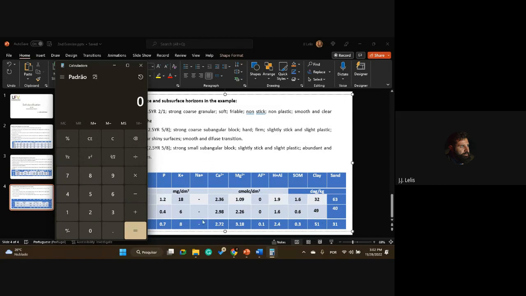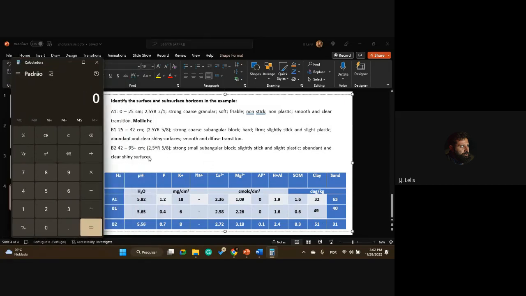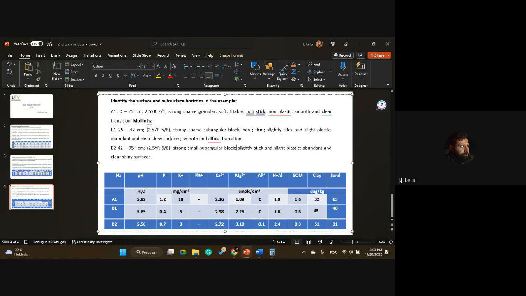The clay content of the B2 horizon is 51, and the clay content of the A1 horizon is only 32. So we have an increase of clay content of 1.59, which is higher than the required 1.4. So we are following the criteria to identify an argic horizon.